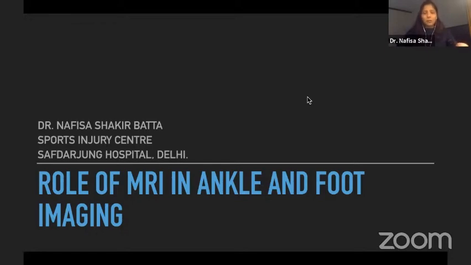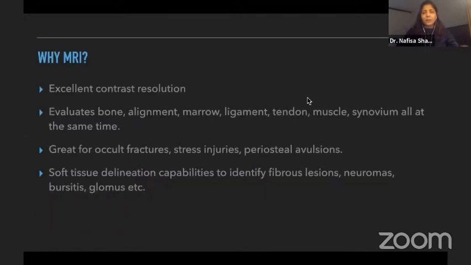My talk is on the role of MRI in ankle and foot. MR is really a one-stop destination when it comes to imaging of the ankle and foot. Most pathologies you'll be able to see excellently on MR. It gives you good visualization of the bone, of alignment, even though it's not stress-bearing. It's good for marrow, ligament, tendon, you name it. Almost everything can be seen on an MR, and that's why it is so popular as the second imaging in ankle and foot.